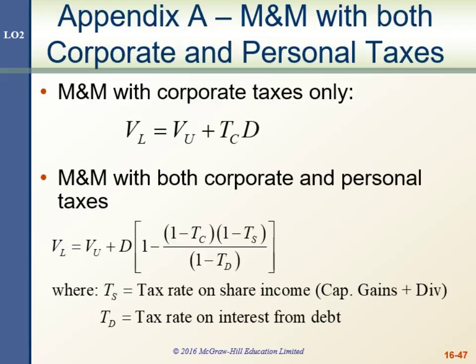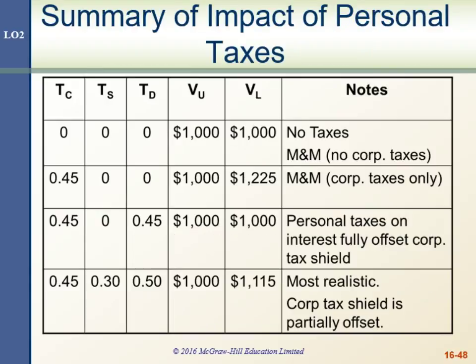We didn't actually talk about the relationship between corporate and personal taxes. Interesting idea, so you can take a look at that. Essentially, the implication is that when 1 minus the tax rate on corporate tax and the tax rate on shares, so capital gains plus dividend, is equal to 1 minus the tax rate on interest from debt, then essentially this goes away and the value of the levered firm is exactly equal to the value of the unlevered firm. So if this is equal to 1, there's no value to additional debt in the presence of corporate and personal taxes.